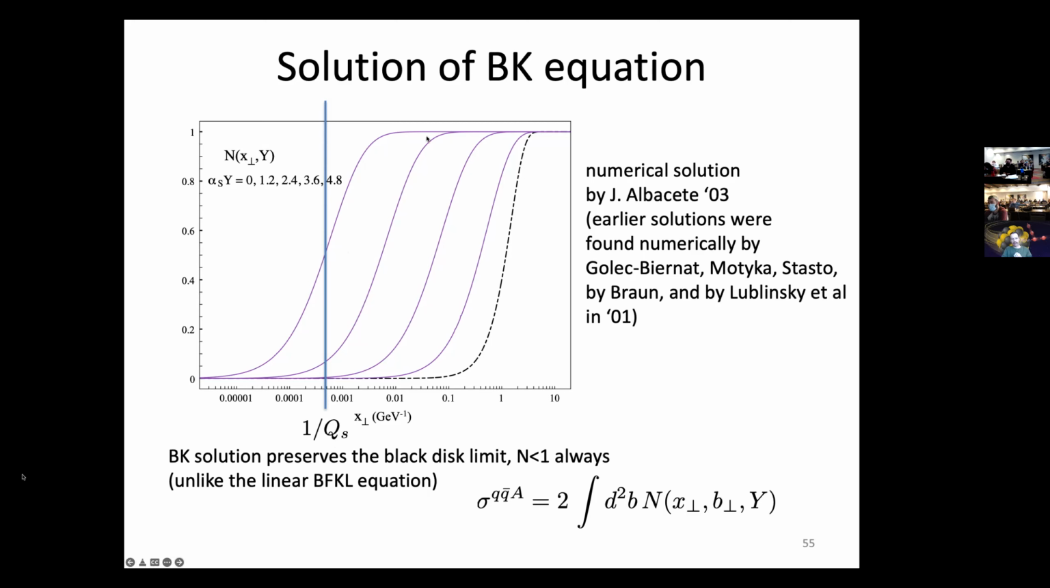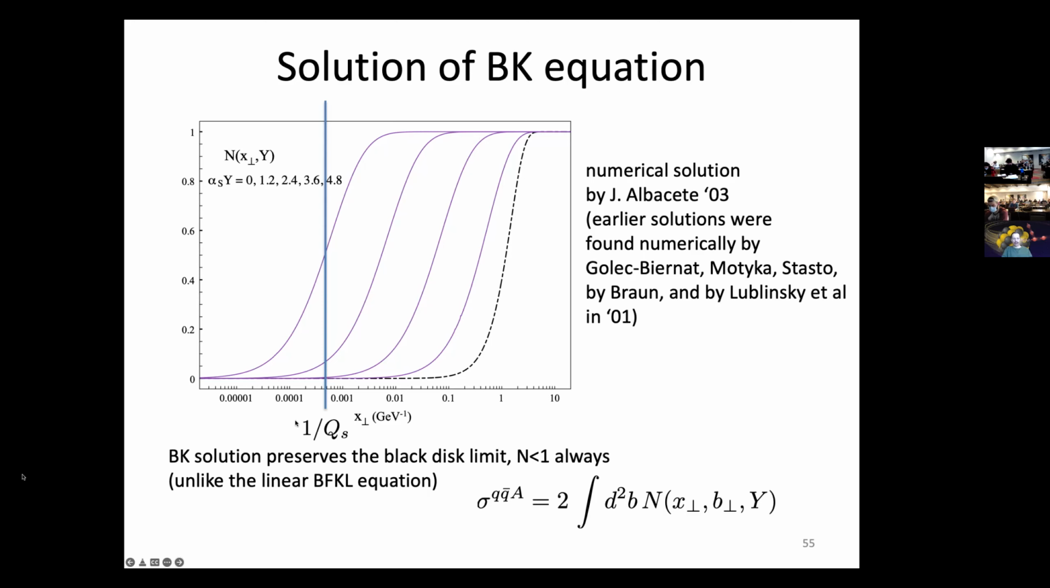And also the evolution preserves the black disk limit, unlike BFKL, which would have just taken that dashed line and would have made it go up everywhere. The nonlinear evolution equation preserves the black disk limit so that n, the dipole amplitude, is never above 1.